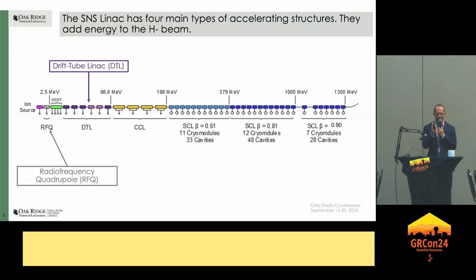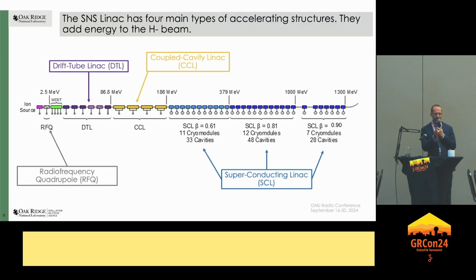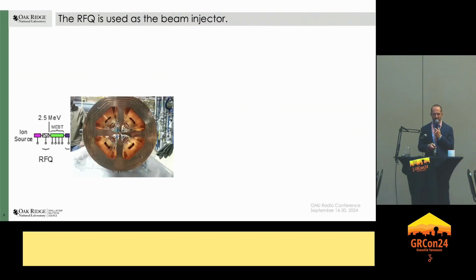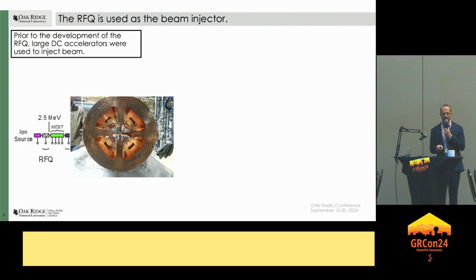We have four main types of accelerating structures that I want to talk about specifically. We already mentioned the RFQ. We're going to talk in more detail about our drift tube Linac, our CCLs, and then our SCLs. These are the cavities that actually add energy to the beam. Starting with the RFQ, we use the RFQ as a beam injector, and we love to use the word injection in accelerators. Many years ago, before the development of the RFQ, which is pretty old technology itself, it started in the 1960s.